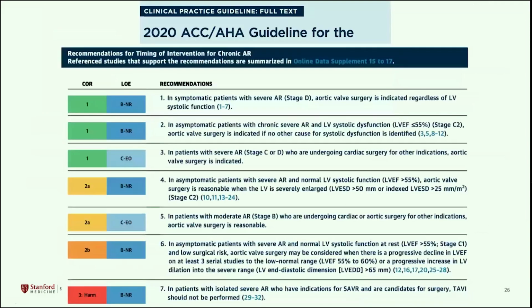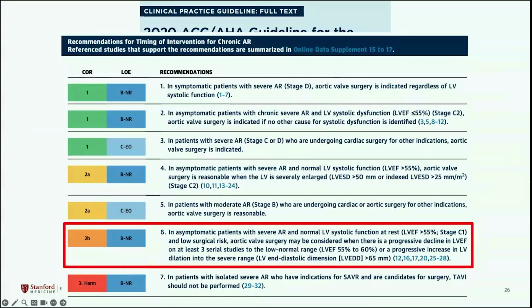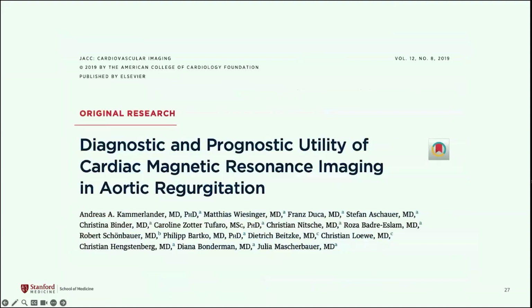So, really, a lot of my focus, I want to be in these patients that are stage C1, right? So they have preserved ejection fraction, they're starting to have LV remodeling, but we're trying to decide when to intervene and what things can really sway us in one direction or the other. So I'll start off with a study that was published in JACC Cardiovascular Imaging out of Vienna.